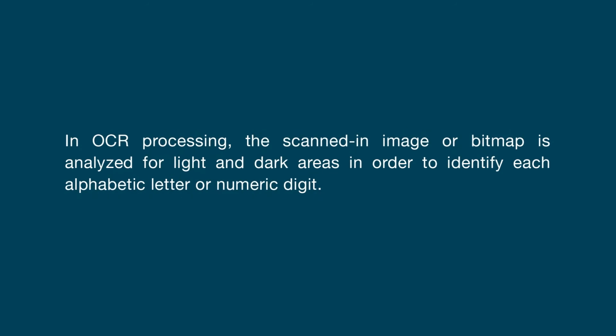in real time. In OCR processing, the scanned-in image or bitmap is analyzed for light and dark areas in order to identify each alphabetic letter or numeric digit. When a character is recognized, it is converted into an ASCII code. Special circuit boards and computer chips designed expressly for OCR are used to speed up the recognition process.